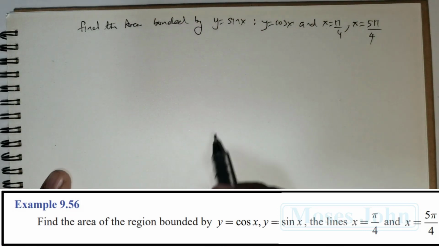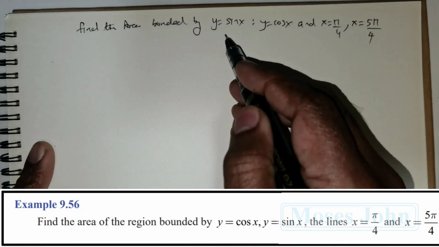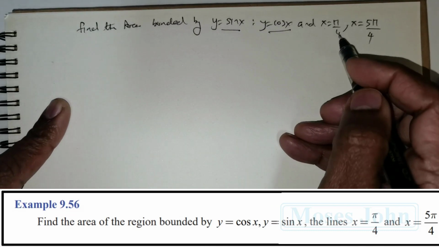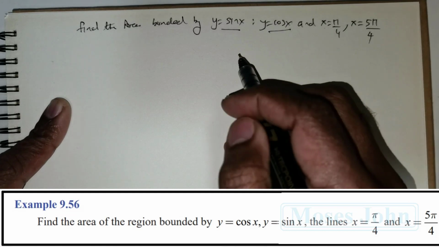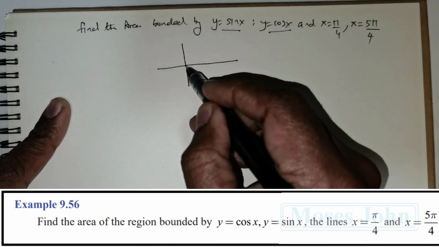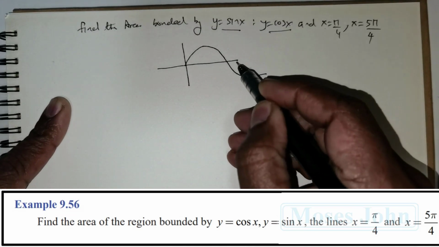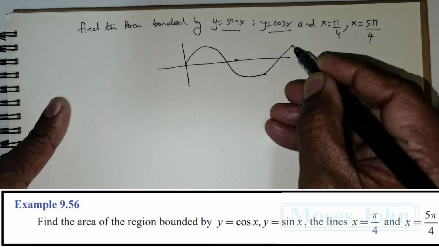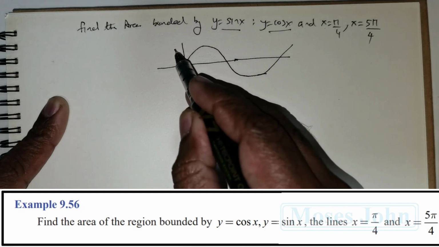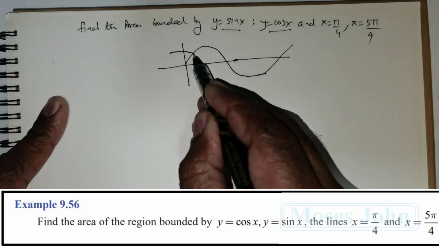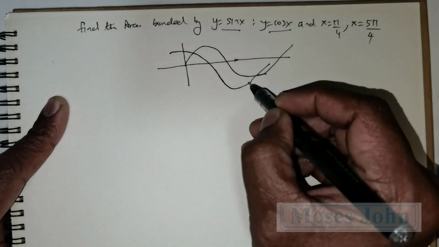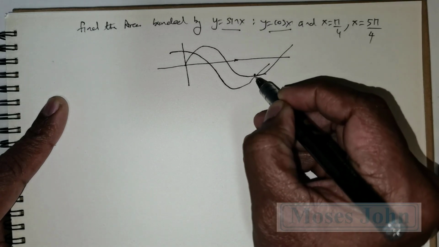Students, we are given this question to find the area bounded by the curves y equal to sin x, y equal to cos x. The points are x equal to pi over 4 and 5 pi over 4. Now, if you were to draw the sin x curve, the curve will be something like this, right? It will go up. Now, if you were to draw the cos x curve, then the cos x curve would come like this, and then it would hit the sin x curve at this point.